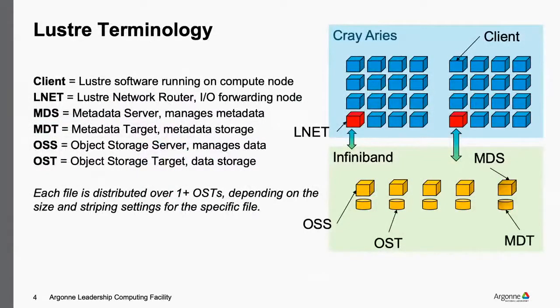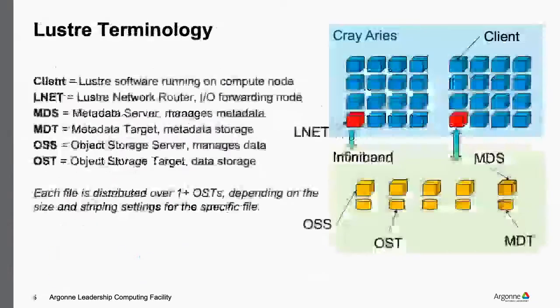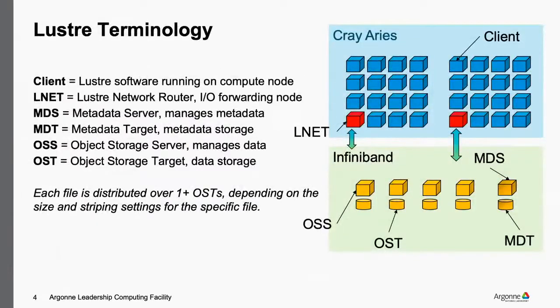So the next thing I want to go over is terminology. If I say client, I'm going to be talking about the compute node and the Lustre client running there. That's what I mean by client. The I/O forwarding node that I talked about, the I/O node, are called LNet nodes. Those are Lustre network routers. So if I say LNet, I'm talking about these intermediate nodes that you send traffic through.